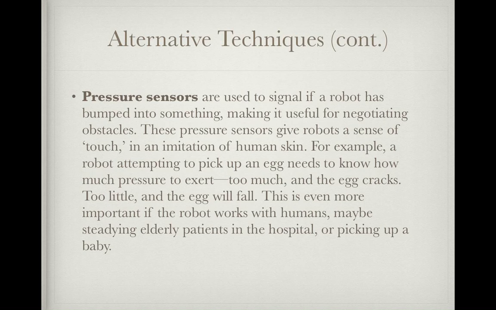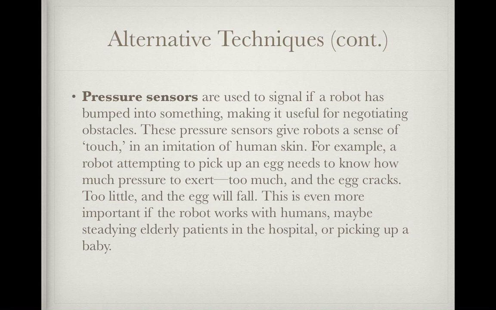Pressure sensors. This is the last thing I'll be covering. It's the last major type of sensing used by robots. They are used to signal if a robot has bumped into something, which makes it useful for negotiating obstacles. Although obviously they can't detect them before they hit them, only afterwards, so in sensitive areas this may not be the best system. These pressure sensors give robots a sense of almost touch in an imitation of human skin.